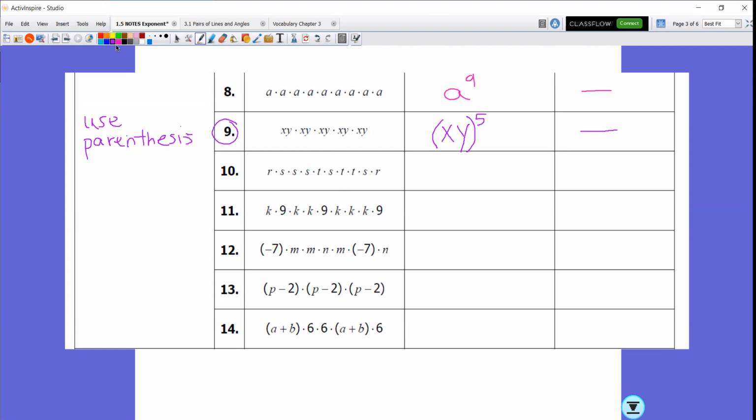All right, so now when I look at number 10, I have 1, 2, 3 different bases. I'm gonna go in alphabetical order because it just feels right, okay? So first I'm gonna start with R. How many R's do I have here? I have 1, 2, right? So it's R to the 2nd power. So those are my 2 R's. Then I have S as my next base. So I have 1, 2, 3, 4, 5 S's. So that's my exponent. And then my last base would be T.